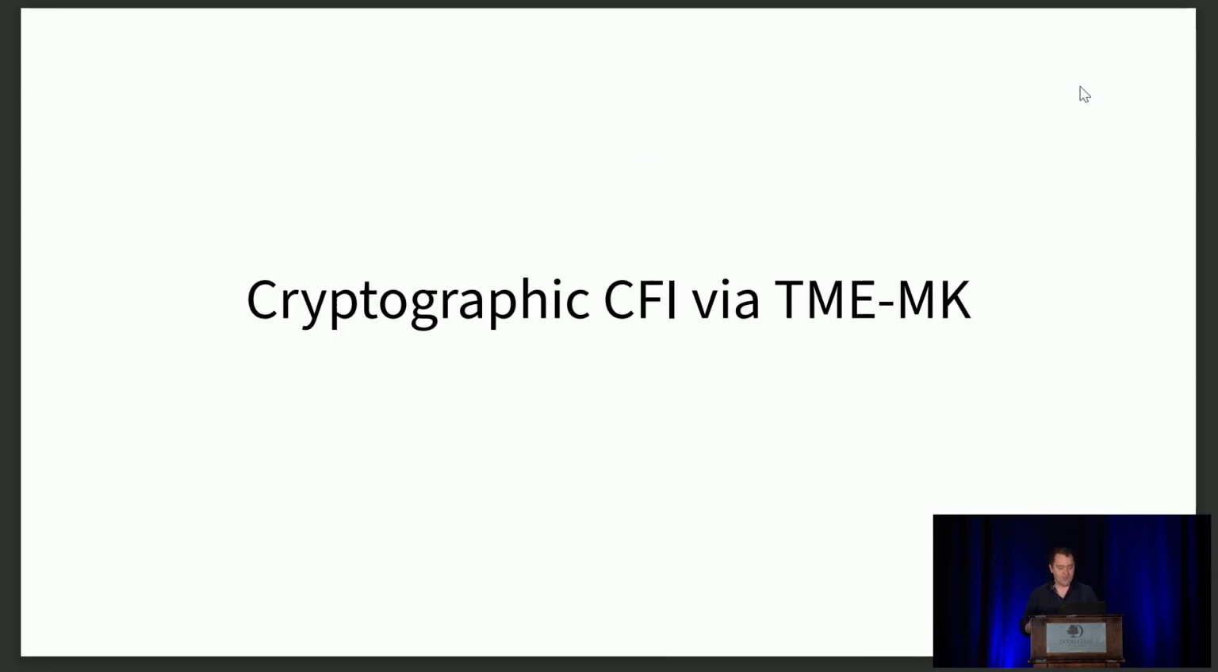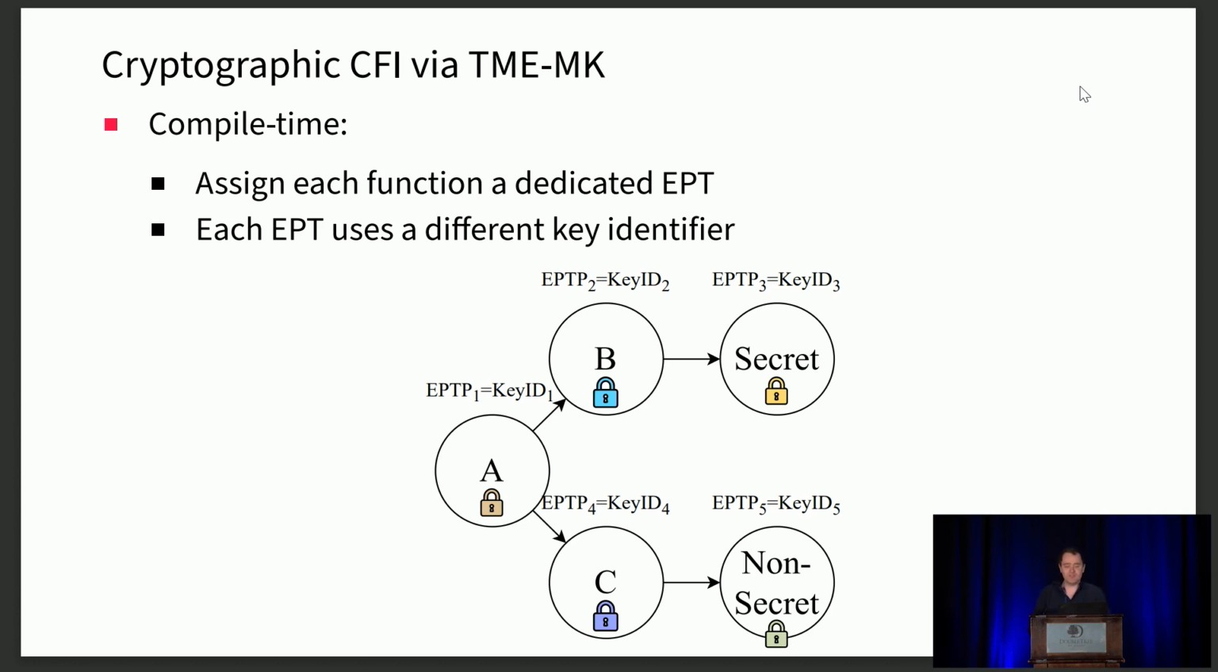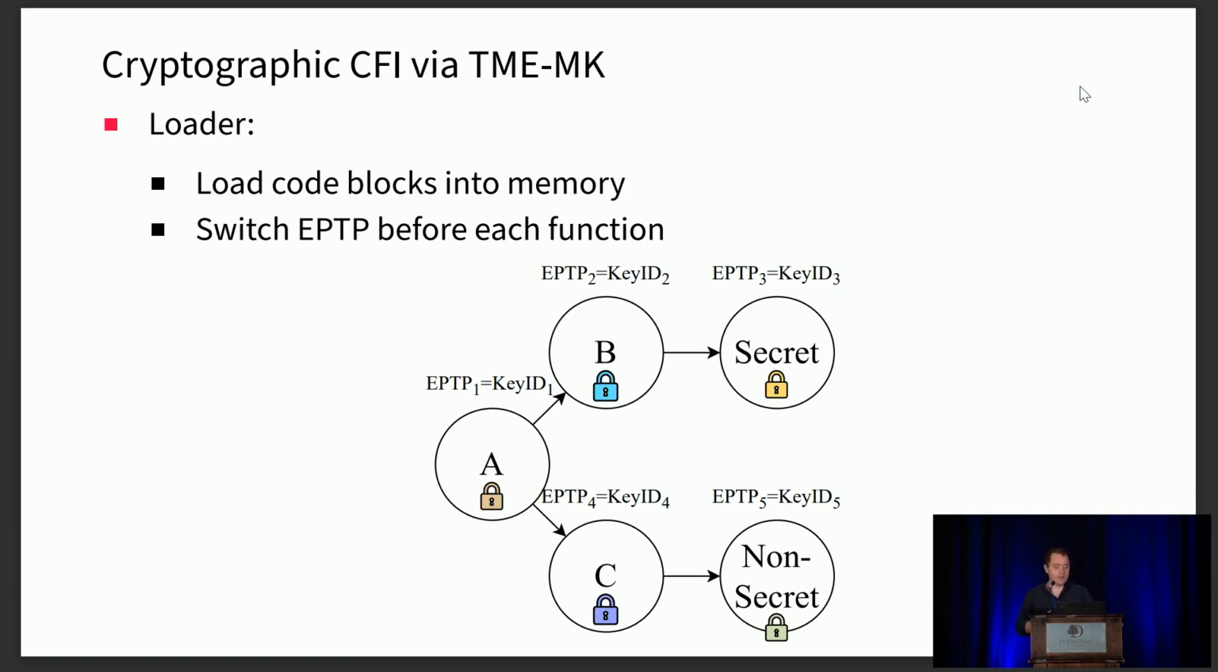All right, now let's put things together. Let's build cryptographic CFI via TME keys. At compile time, we assign each of the functions in our program a dedicated extended page table and an extended page table pointer. So for example, function A uses extended page table 1, which uses key identifier 1, and so on. When we load the code into memory, we load it code block for code block separately, and between 2 encryption domains we switch the extended page table pointer, meaning that we're also switching the encryption key.